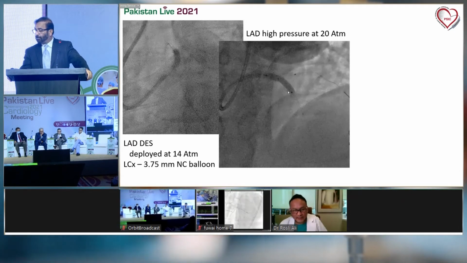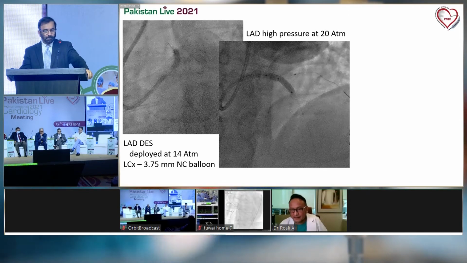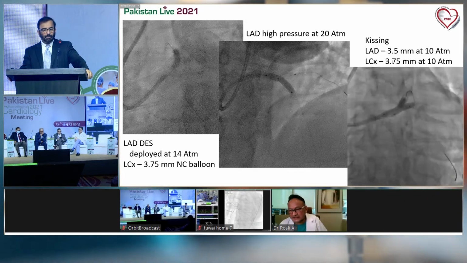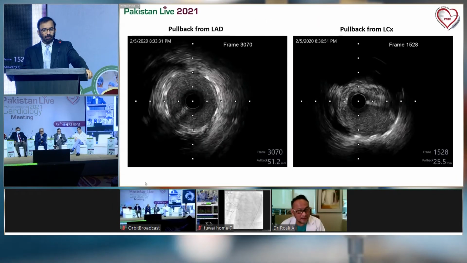The 3.75 balloon was in the side branch. We then pulled back after deployment. I pulled back the balloon, as well described by Lavara, using the same pressure. Subsequently, this was kissed with 3.75. The 3.5 was the stent balloon. In this case, I did not do it, and that was the result after.